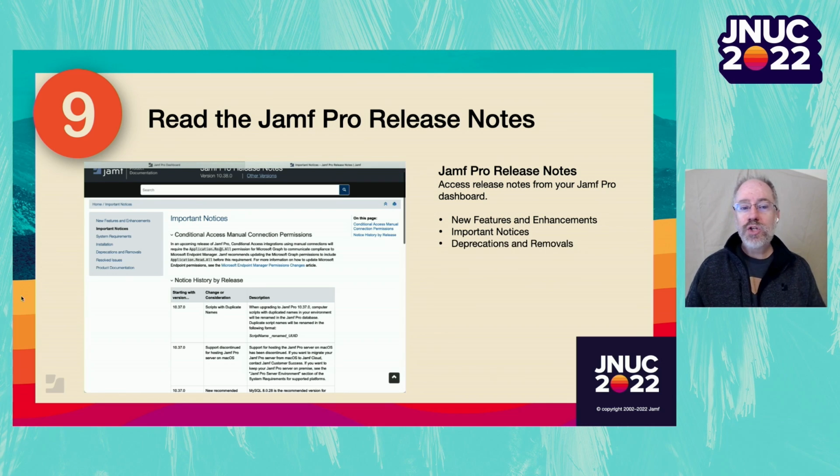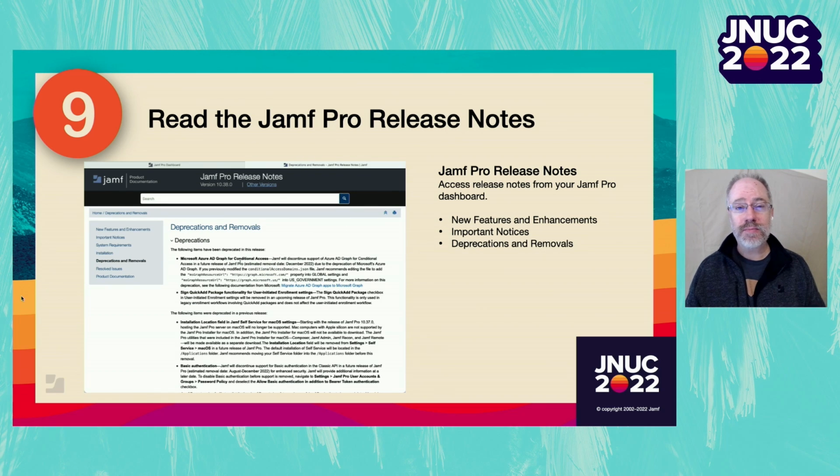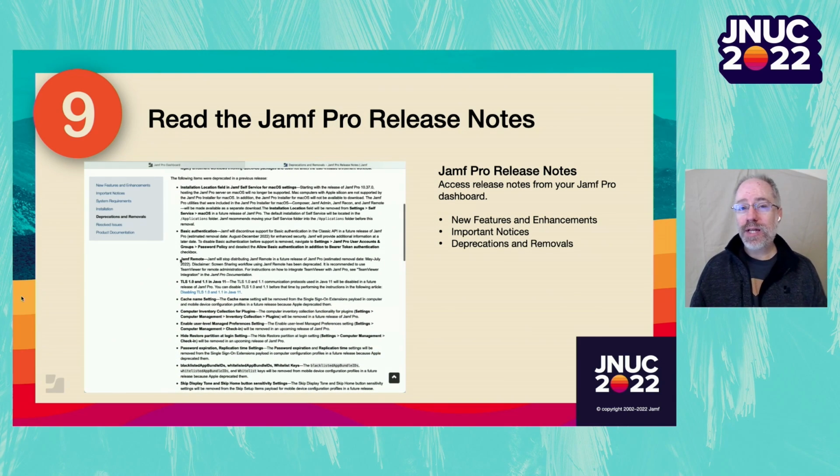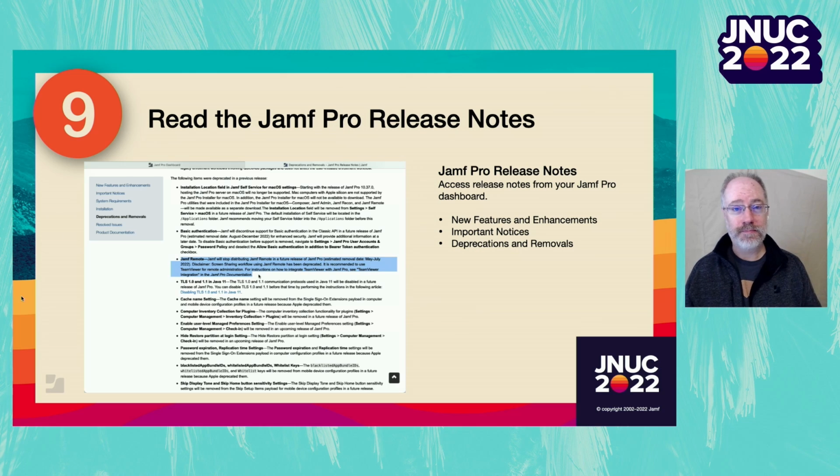Now, don't just look at what's new. You should be paying attention to what's deprecated and planned for future releases. For example, the deprecation and end of life for Jamf Remote was announced at least 5 versions ago, or more than 6 months in advance. There's no reason you should be surprised when major product changes happen that could affect your workflows.